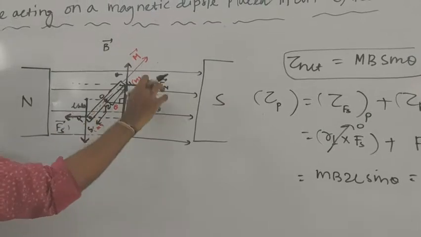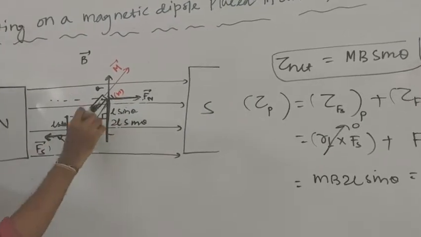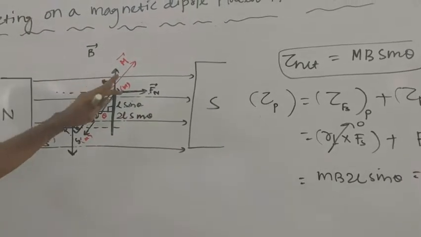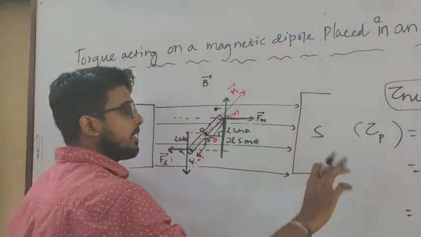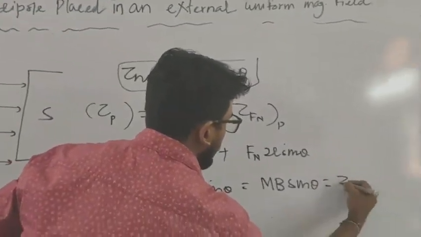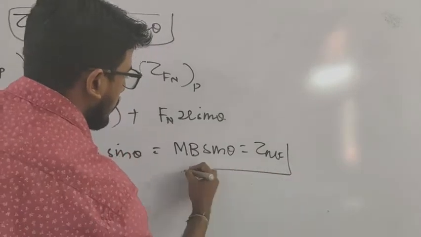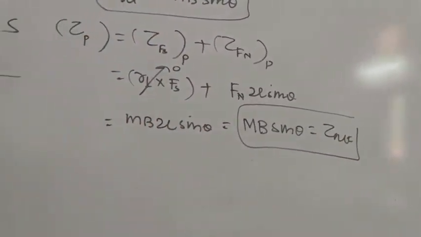So when the net force acting on a body is 0, then the torque due to all the forces about any point will be the same. So this is the total value of the net torque acting on the dipole due to the external uniform magnetic field.